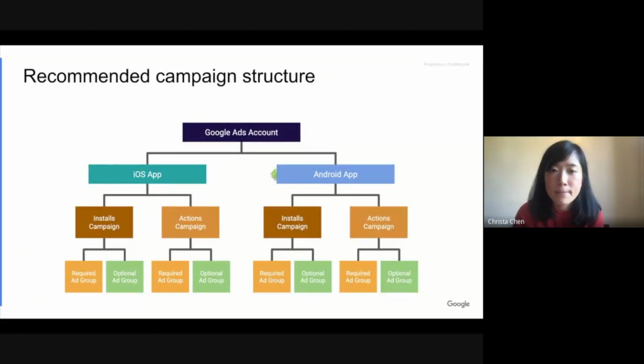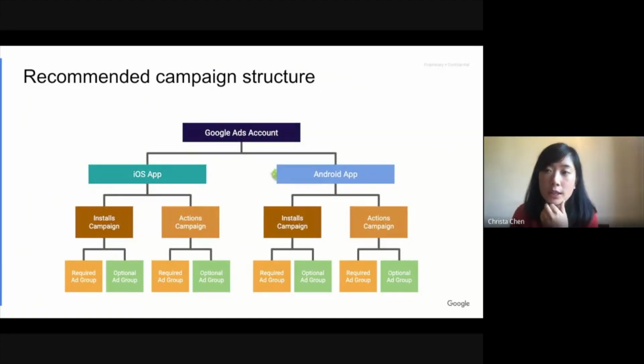And I also wanted to briefly touch upon the structure of when you set up campaigns. Another question we get a lot of questions about. So when you have your Google Ads account, you can set up different campaigns. We suggest setting separate campaigns up for iOS and Android. And under each iOS and Android, you would focus on perhaps installs first, and then move on to actions, also 2 different campaign types. And then you can have different ad groups as well.